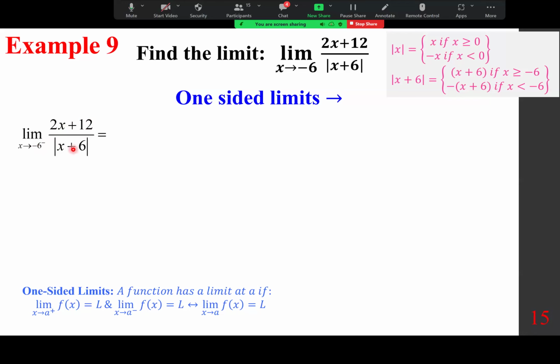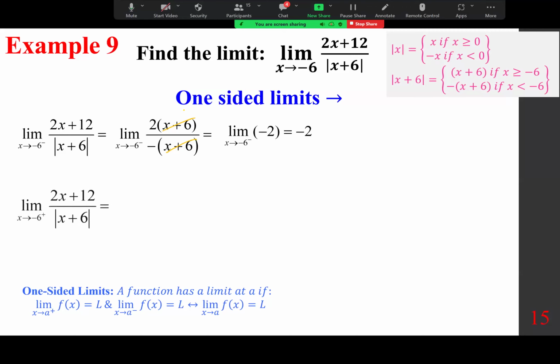So the limit of 2x plus 12 over the absolute value of x plus 6 as x approaches -6 from the left. Because it's less than -6, we are here. And that means the bottom changes to this expression. And the numerator, we can factor the 2 out. We get the limit of -2, which is a constant and becomes -2.